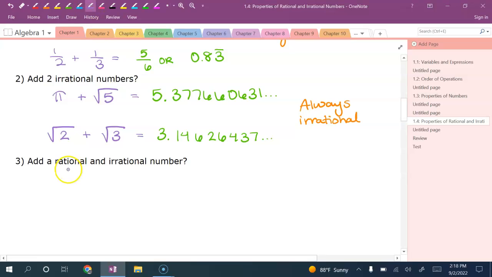Now let's explore what happens when you add a rational number and an irrational number. So let's take 10 plus the square root of 2 and a half plus the square root of 3.